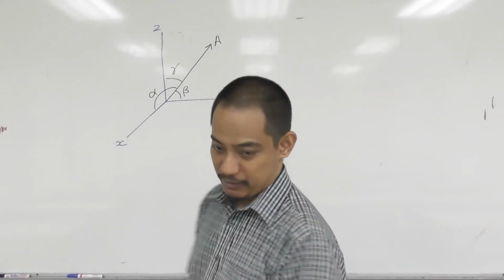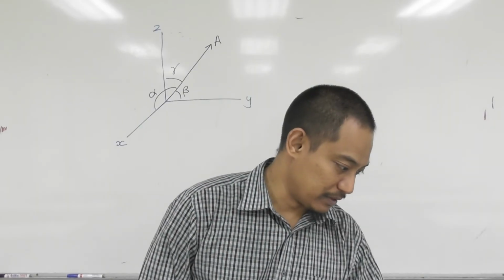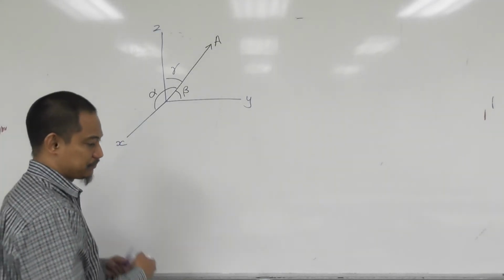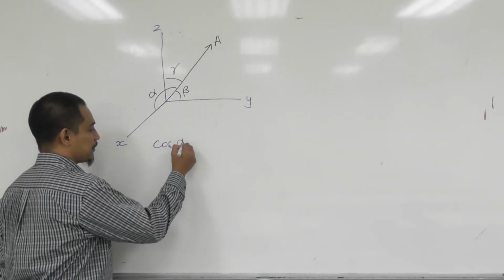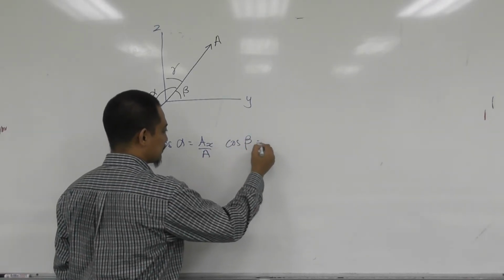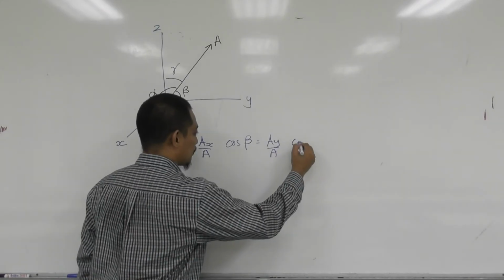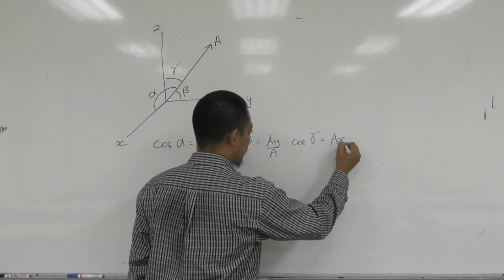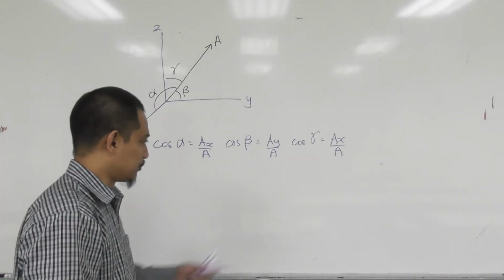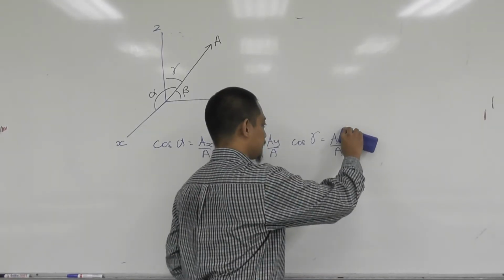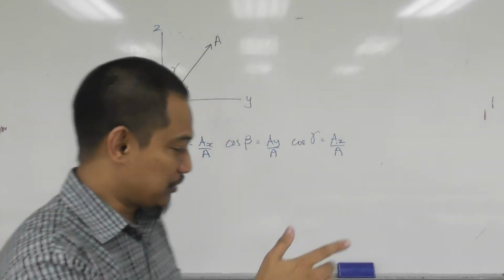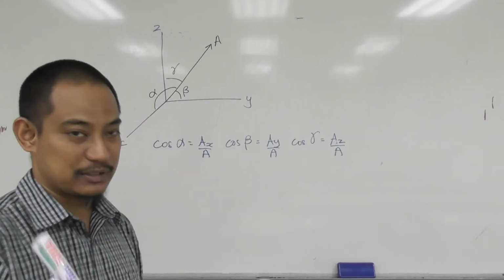With this, you have the cosine rule there, or not cosine rule. Basically, you can just memorize that relationship, right? So cos alpha is ax over a, cos beta is ay over a, cos gamma is az over a. If anyone says, no, you are wrong, sir, it's az, that means you are not asleep, you are awake, right?